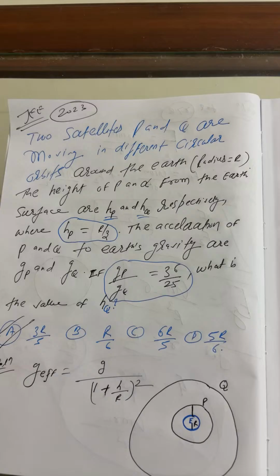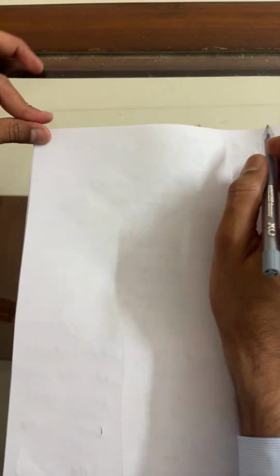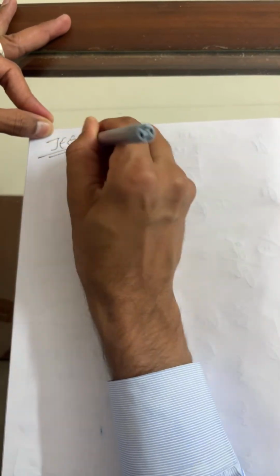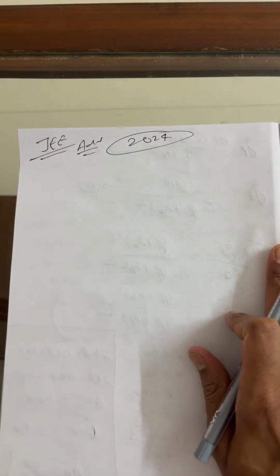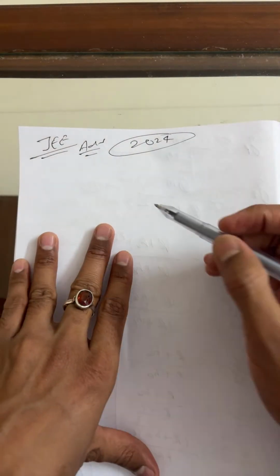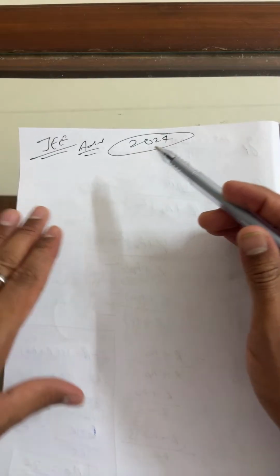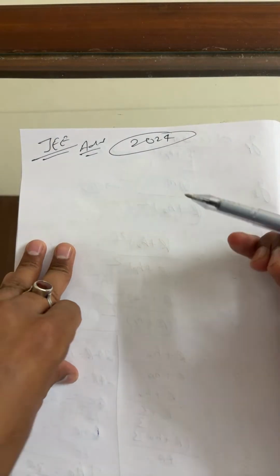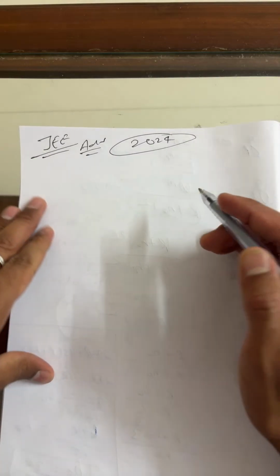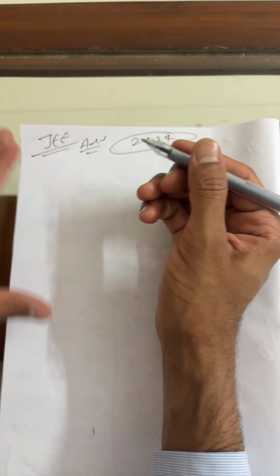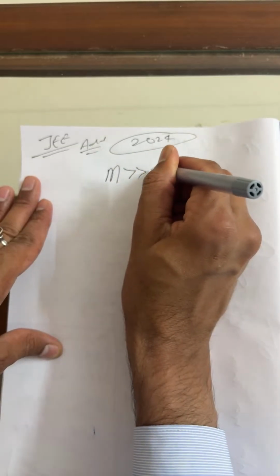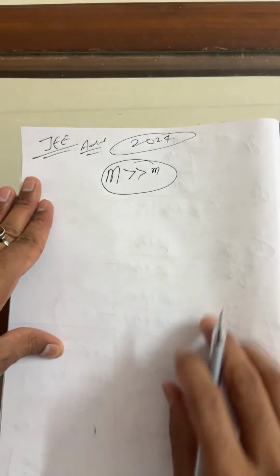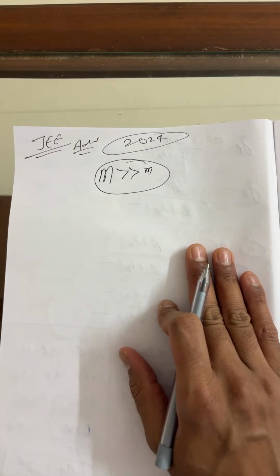Okay, do one more question here, JEE Advanced 2024. I'll not write the entire information. The chapter is gravitation. I'm just reading the question. A particle of mass small m is under the influence of the gravitational field of a body. There is a point mass, but there is a condition: this capital M is much greater than small m. This is the information in this question, so keep it in your mind.